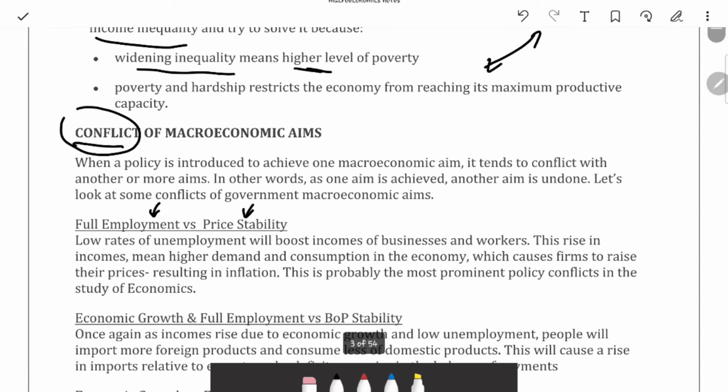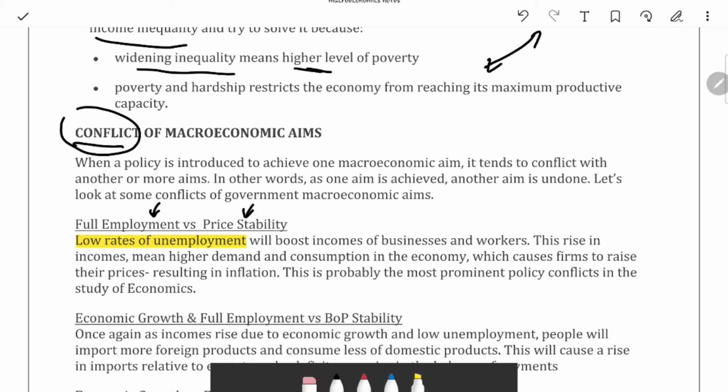Now low rates of unemployment, meaning more employment, will boost income. That means people will have more income. When there is a rise in income, the demand will increase. And remember when I told you, why does the price rise? The price rises because there's more demand. The producers know when there's more demand, they will get more profit, so they increase the price. When they increase the price, inflation occurs, and therefore that's one conflict between the macroeconomic aims.